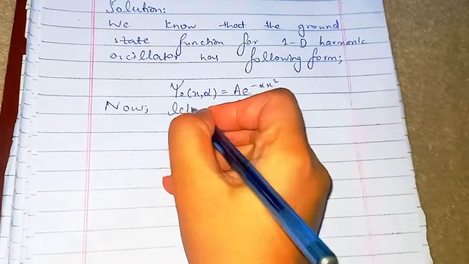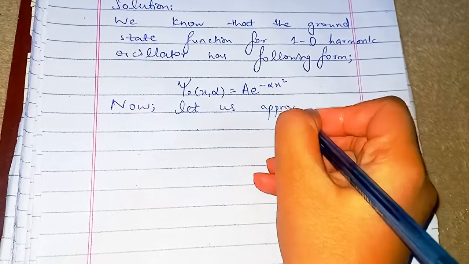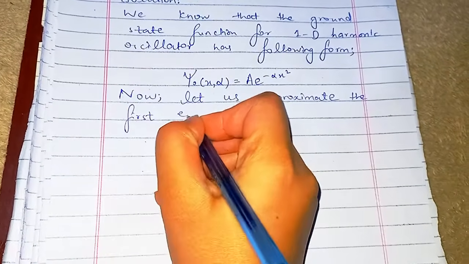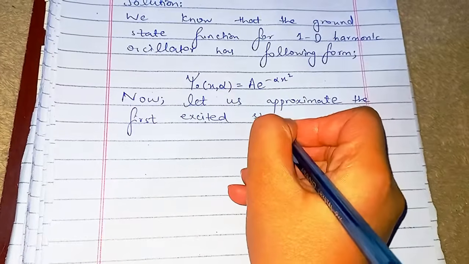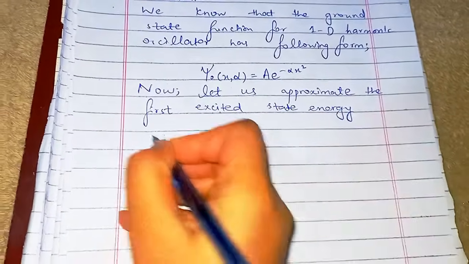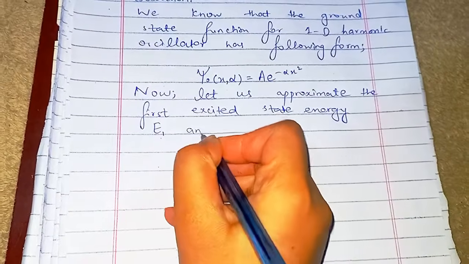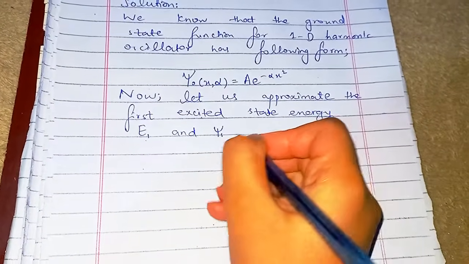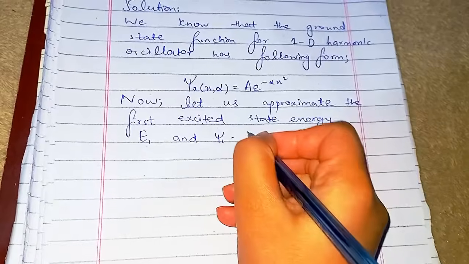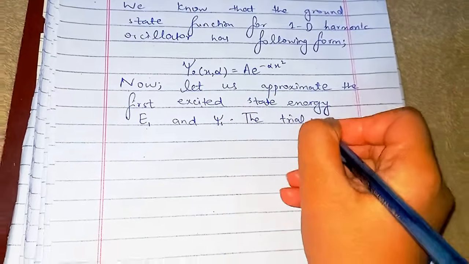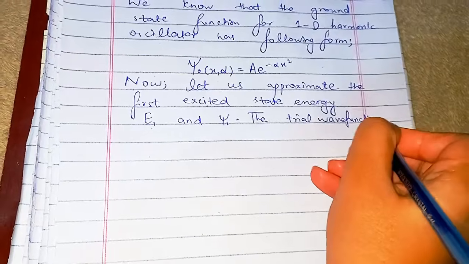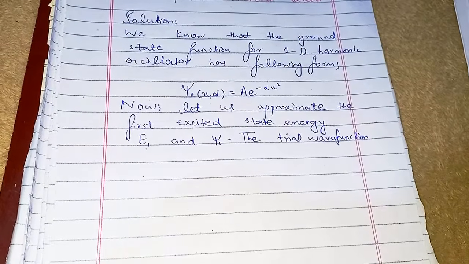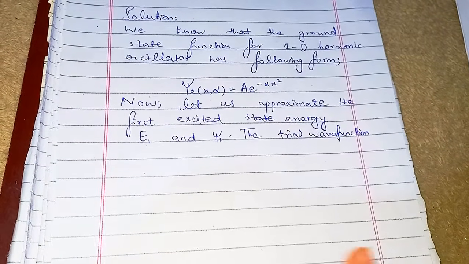Now let us approximate the first excited state energy that we represent by E1 and its associated wave function that would be automatically calculated. The trial wave function, we always have to devise a trial wave function to begin with the variational method. Okay, so the first thing that we do is to devise a trial wave function.